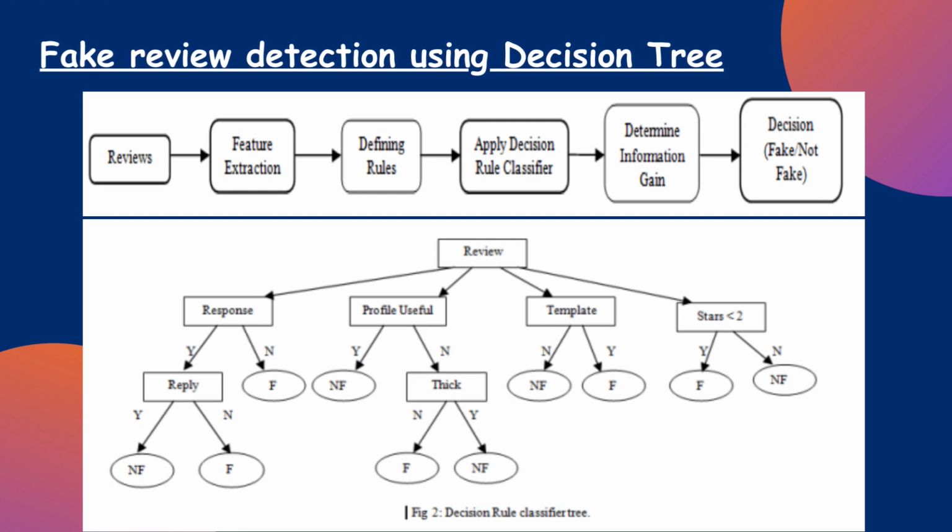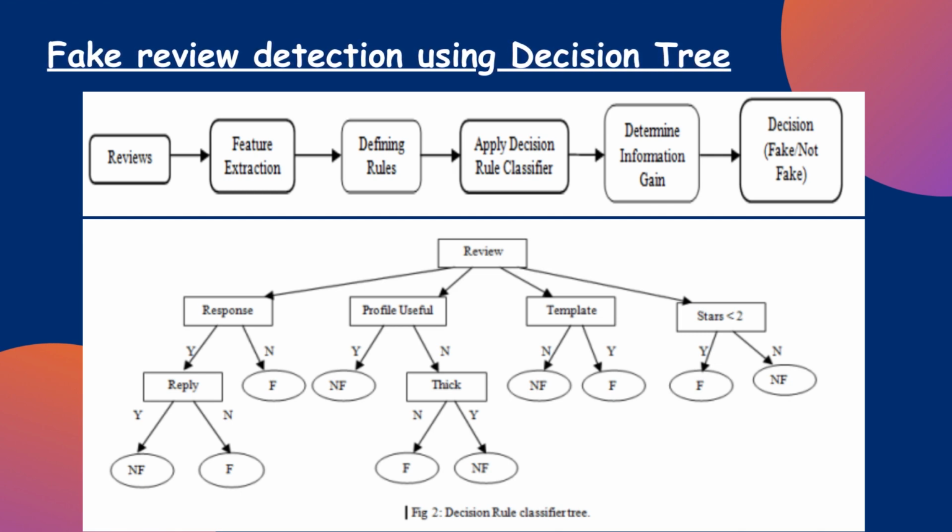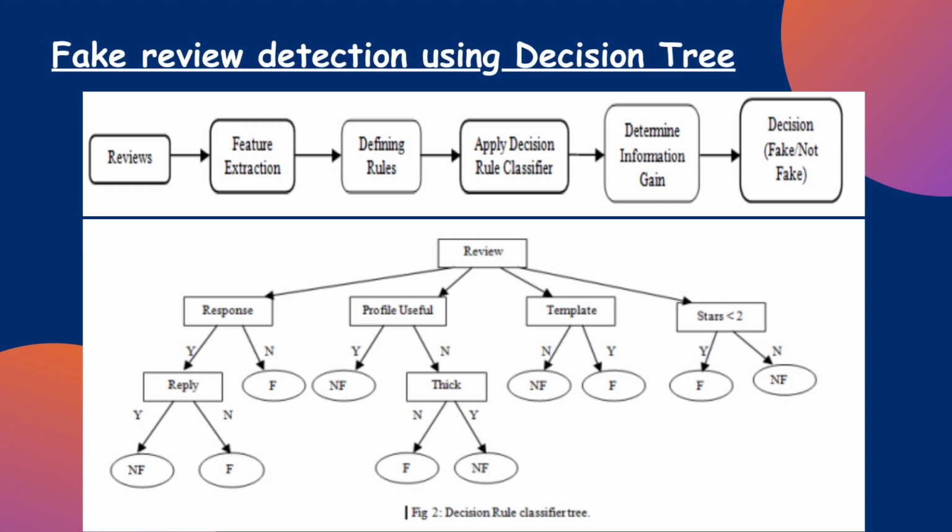The defining rules is the decision tree or classifier tree. You can see in the below diagram where the review is at the root. There are four branches. One is response, profile, useful, template, and star less than 2. Let's get to know each thing.